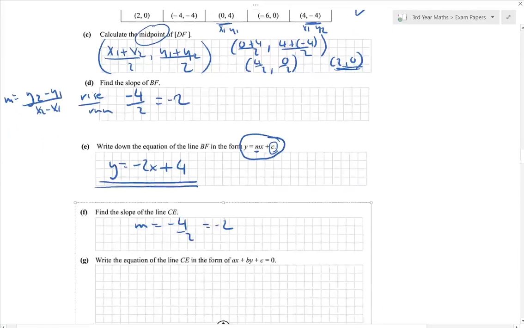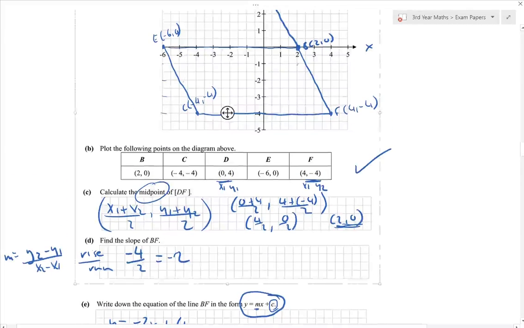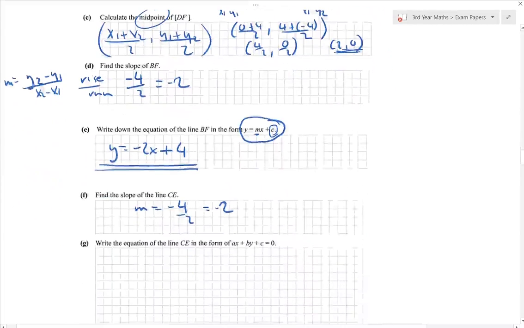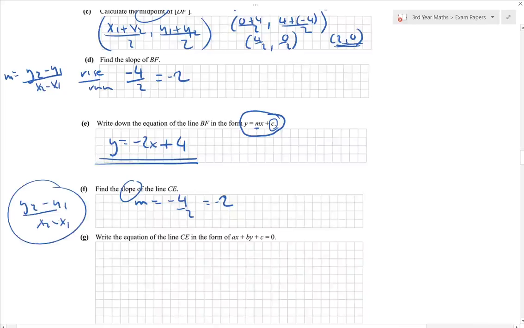So if the slopes are the same, it means these two lines are parallel. Again, I would just write down the formula. Just in case you've done something wrong, at least you get marks for writing the formula.